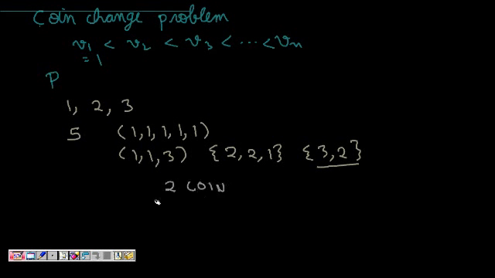We are given some coins V1 less than V2 less than V3 till Vn, and I'm given a sum amount S, and I have to make change using the minimum number of coins. This is called the coin change problem. So how to solve this problem? We will use dynamic programming to solve this problem.